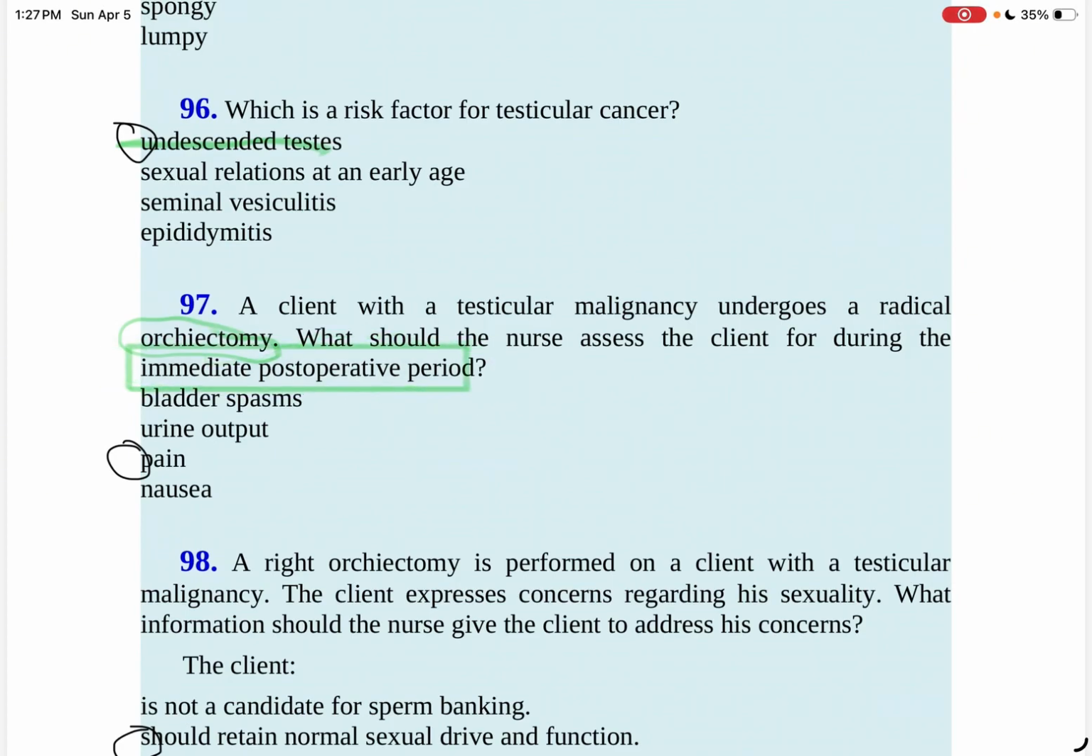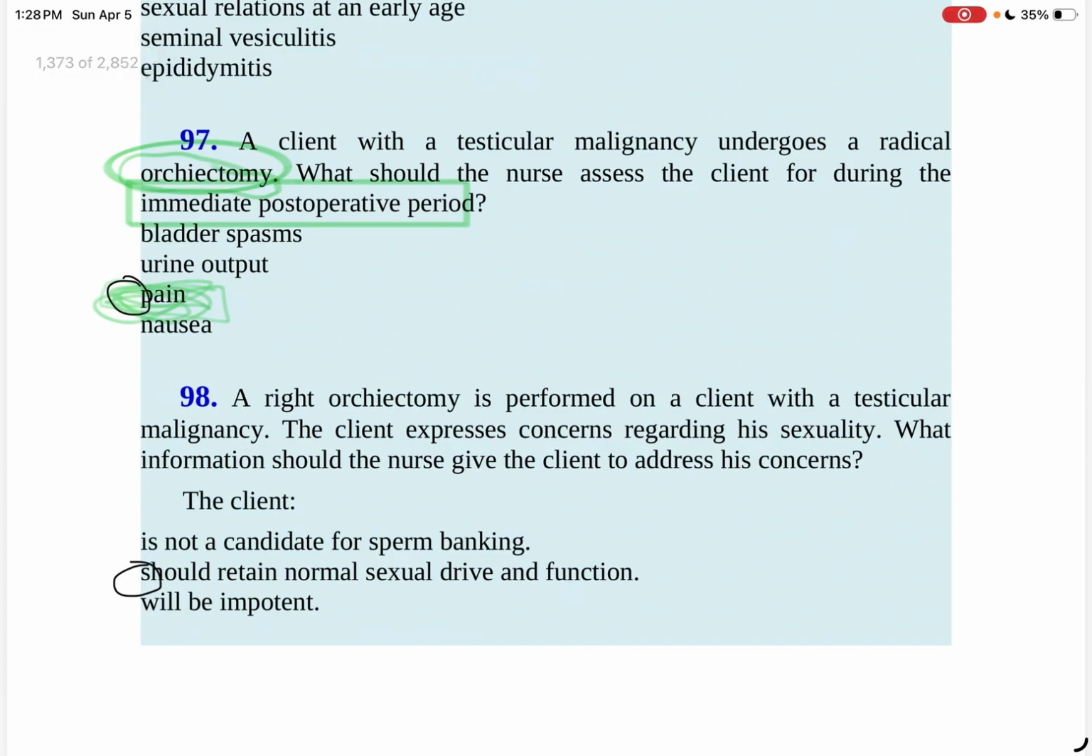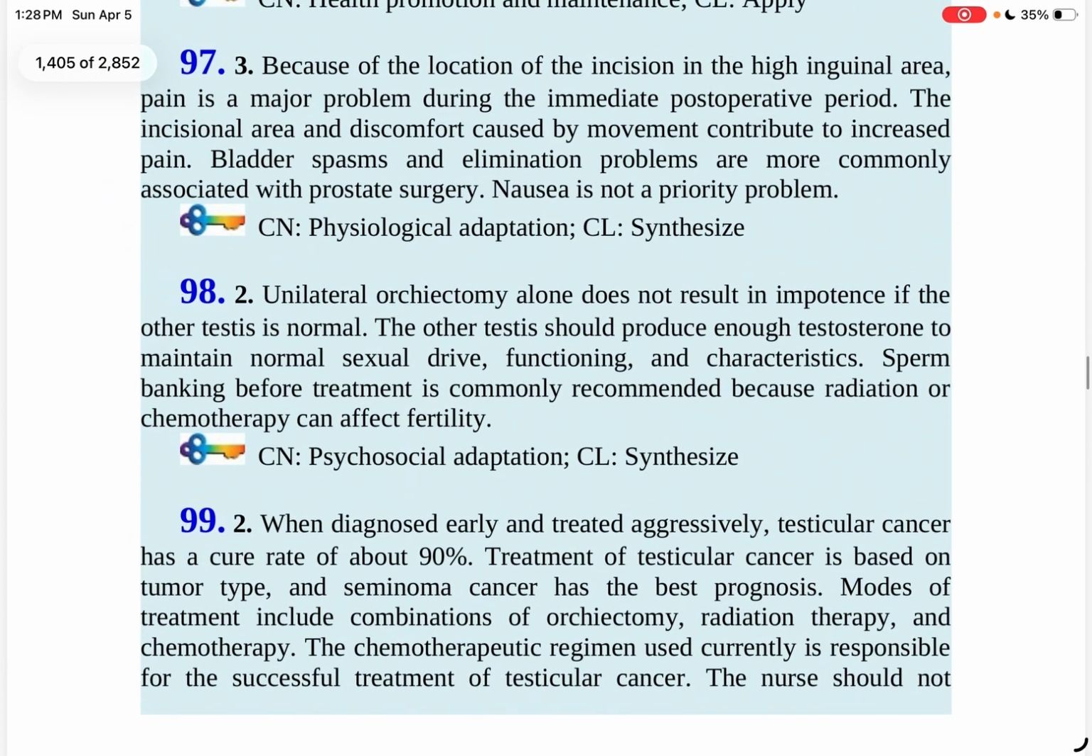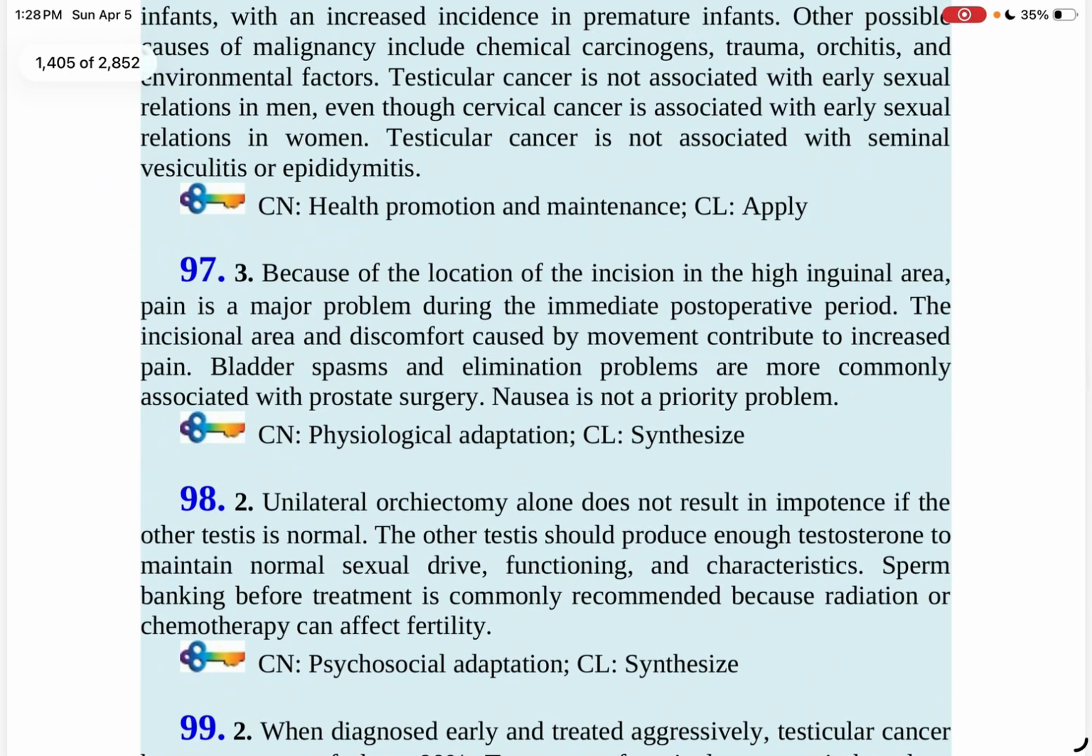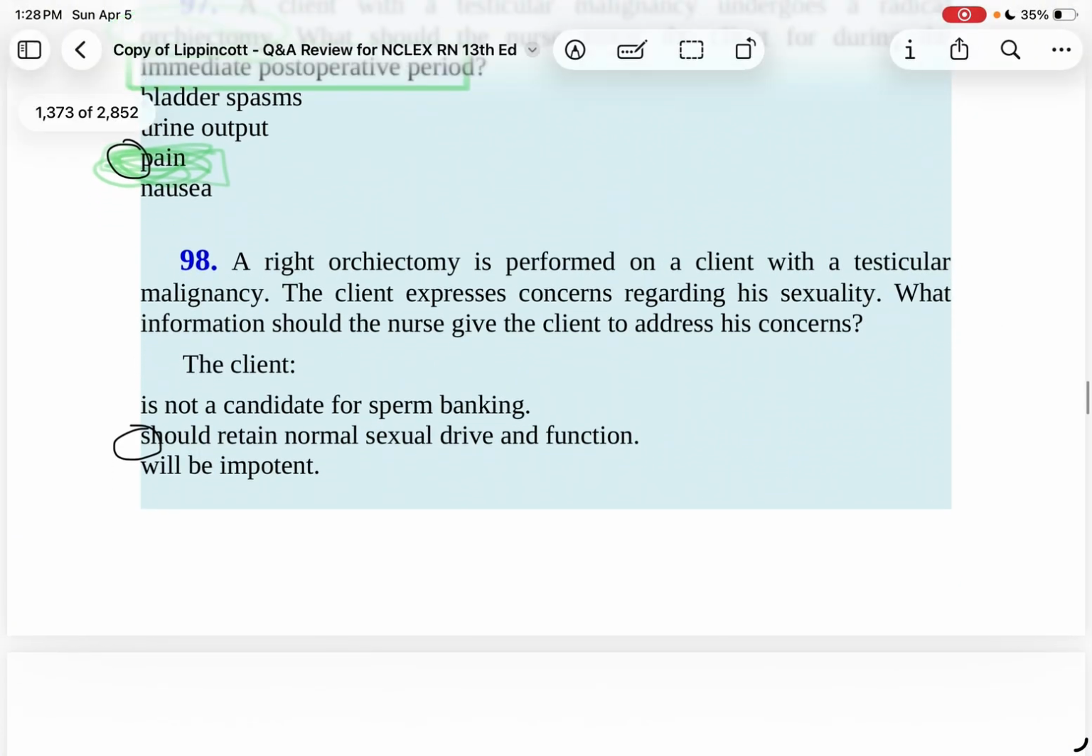Pain. Pain ba? A client with testicular malignancy undergoes radical orchiectomy. What should the nurse assess the client for during the immediate post-operative period? Pain? I don't even remember. So, because of the location of the incision in the high inguinal area, pain is a major problem.